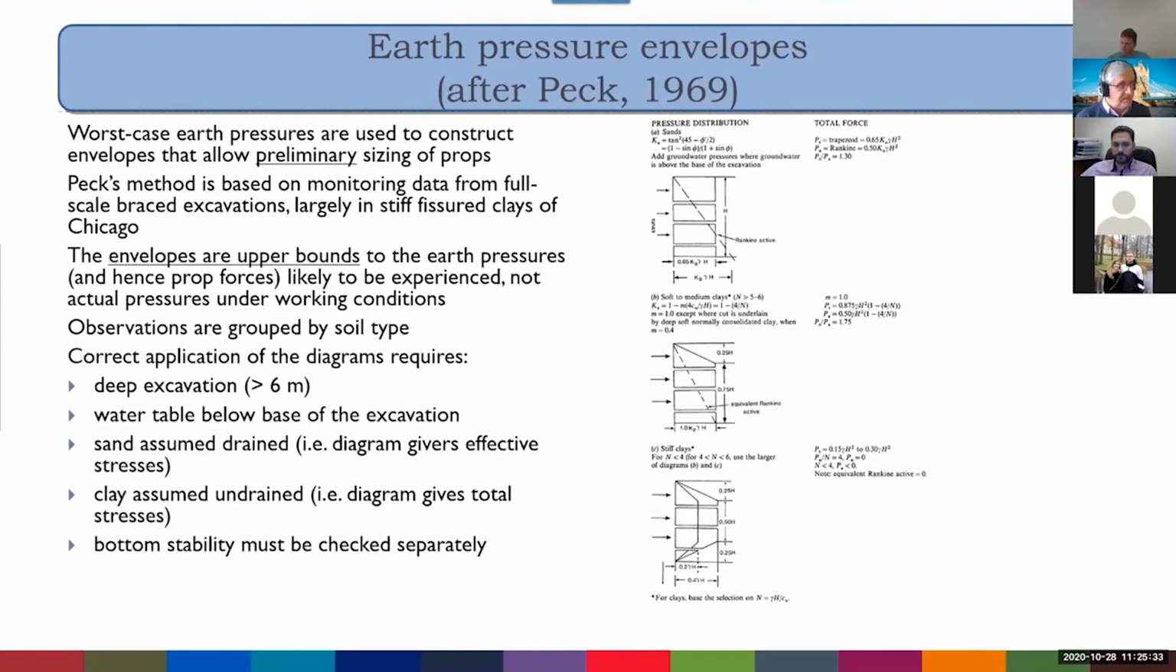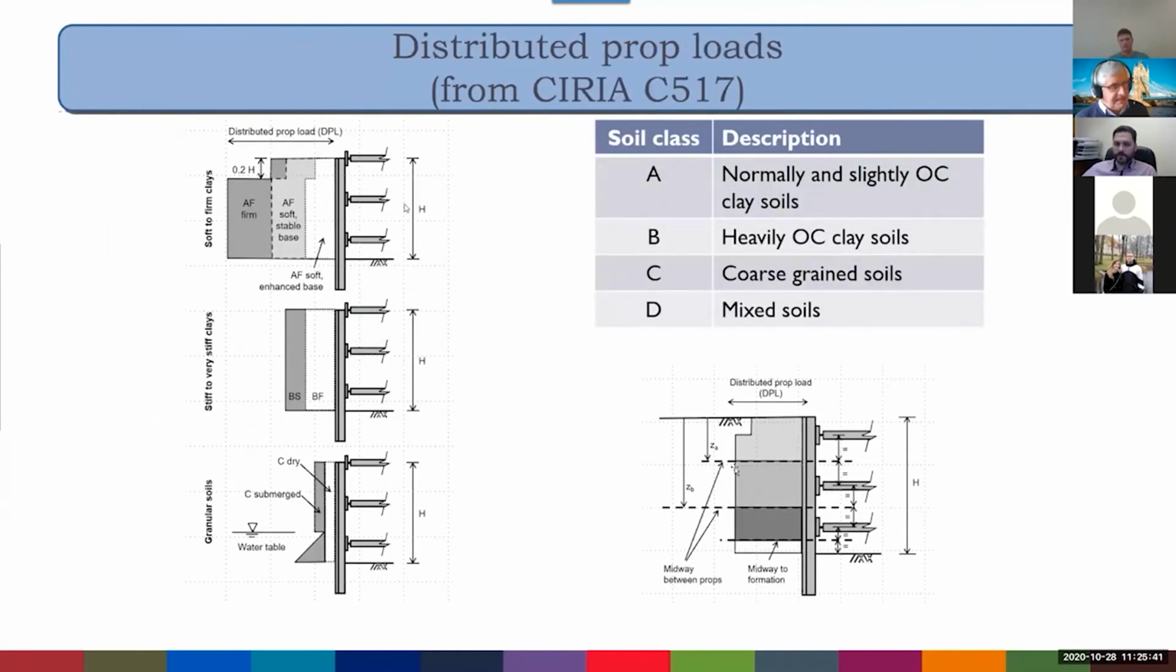There are various sophistications on this, but this has been a very widely used method and it's still in current practice. It has been updated, certainly in the UK, by what is called the distributed prop method. And really, this is just a name change because there was a worry that earth pressure envelopes were being used as earth pressures, but they're envelopes, and people were forgetting that fact. So the CIRIA document that reviewed all of this material said, no, we're going to call it a distributed prop load. You should only use this to get the prop load. You should not use this to get your bending moments.